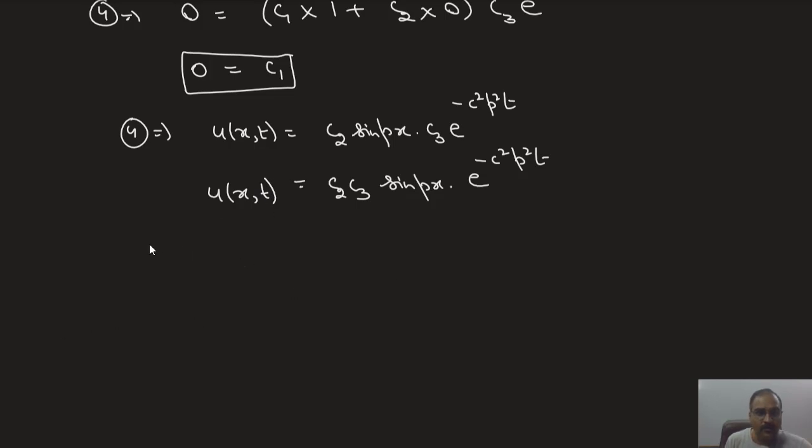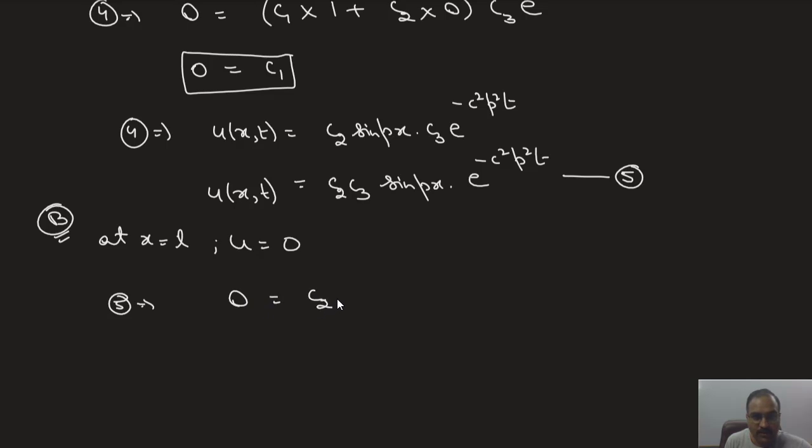Now what is the next boundary condition? That will be equation number 5. Now the other end at x is equal to L, that is the end B, and again here the function U will be equal to 0. So equation 5 reduces to 0 is equal to C2 C3 sine of PL into e raised to power minus c square p square t.